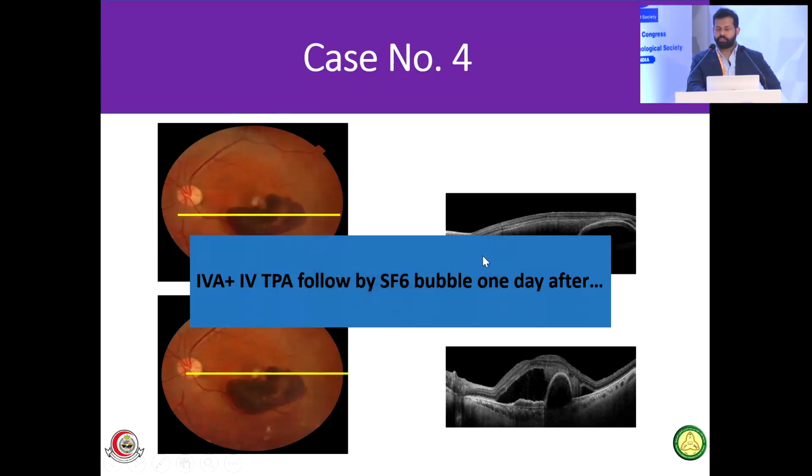Then a gas bubble was injected on the second day. And the rationale for this, especially in AMD cases, is that I give a chance the first day with anti-VEGF and TBA, and ask the patient to be in supine position where the anti-VEGF and TBA will be in contact with the retina. The next day, the patient will be placed in face down position where the bubble will be pushing the blood away after the TBA has had the maximum effect, as it already started to work on the first day.